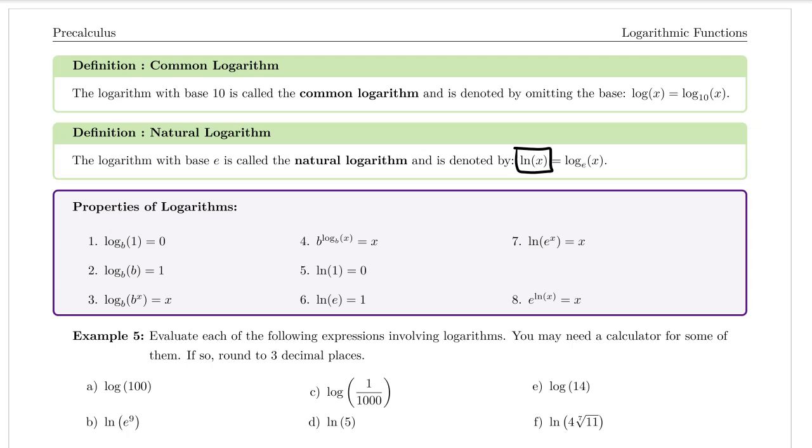And then the remaining properties are the analogous properties, now just using the natural logarithm. So make sure that you have those properties memorized. They're important, and they'll appear many times in future mathematics.